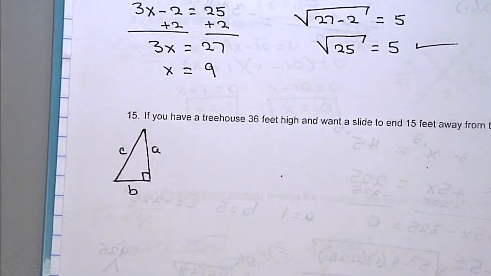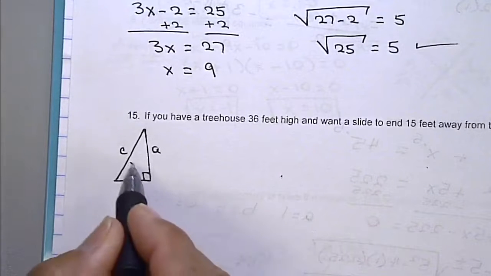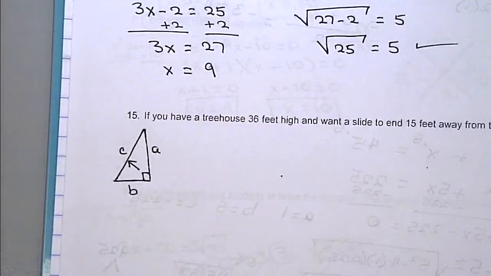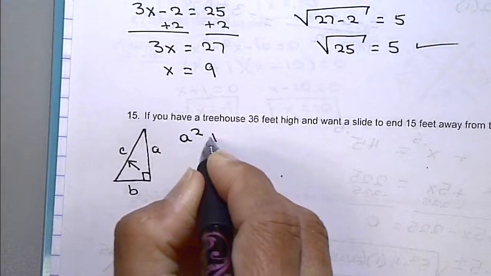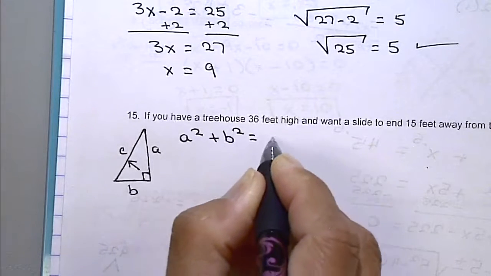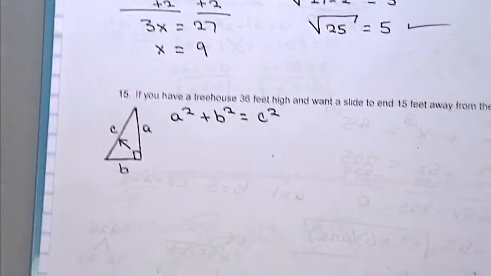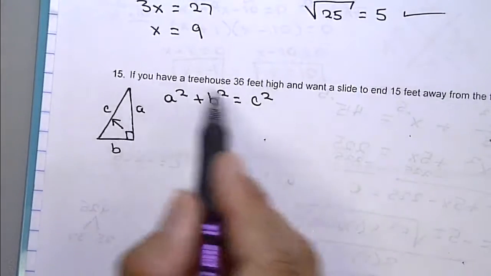The only requirement here, guys, is that the side opposite the right angle has to be C. For the other two, it doesn't matter which one you make A and which one you make B. And the formula is A squared plus B squared is equal to C squared. Okay? So for this one, you have a tree house.